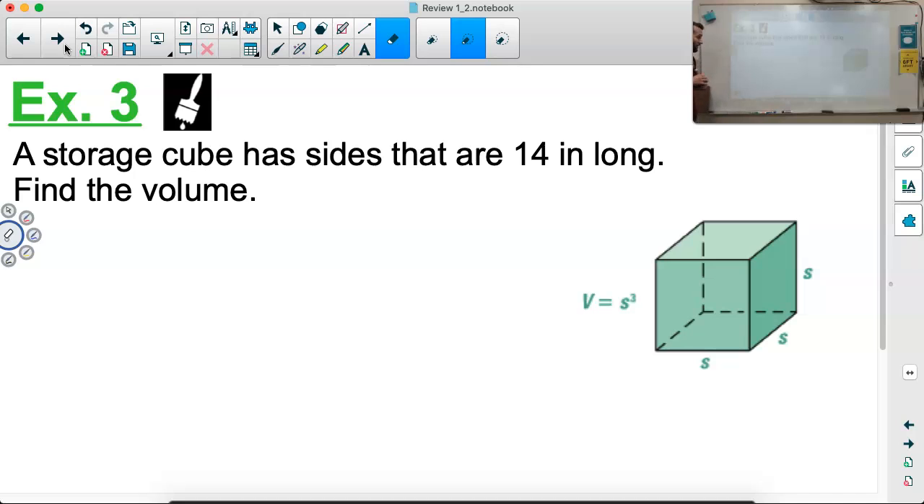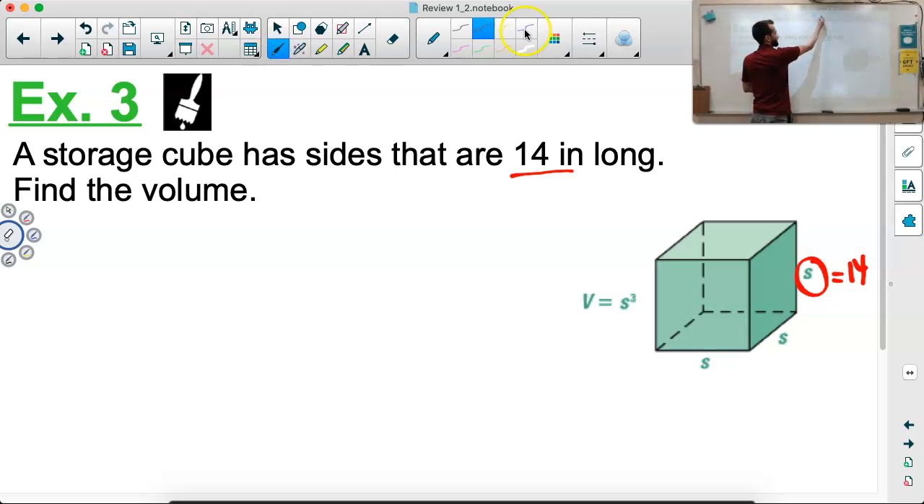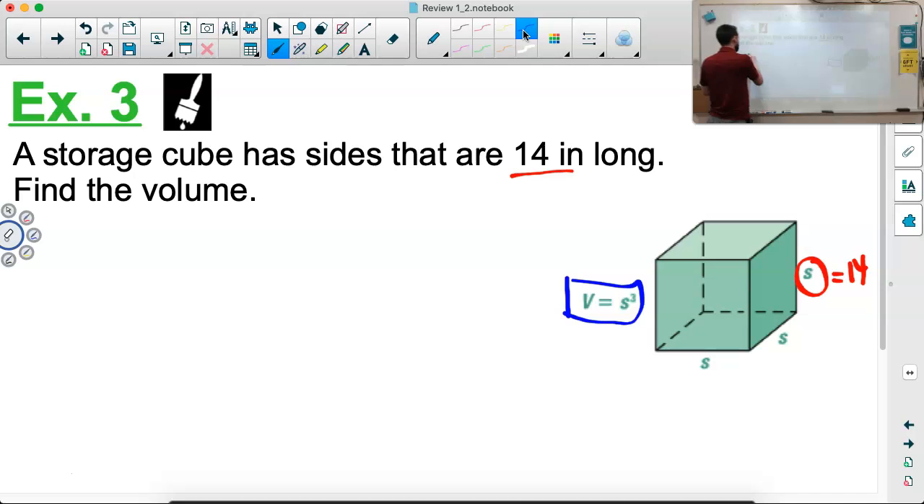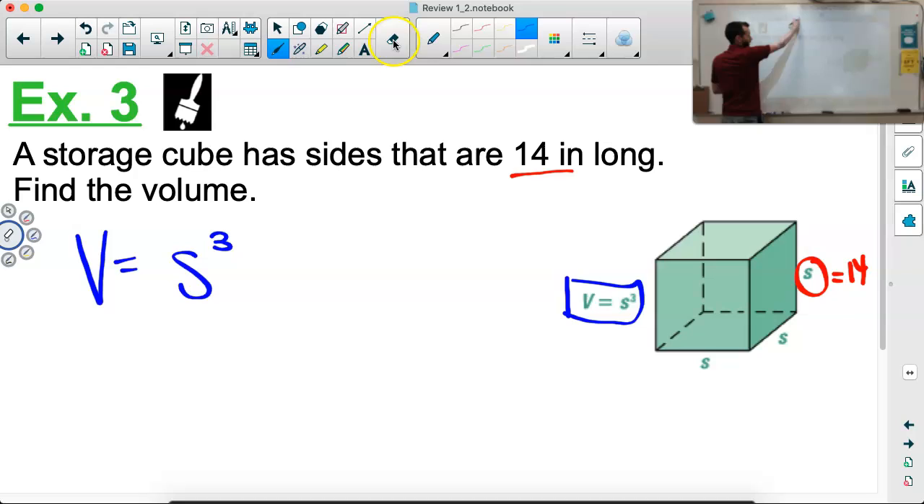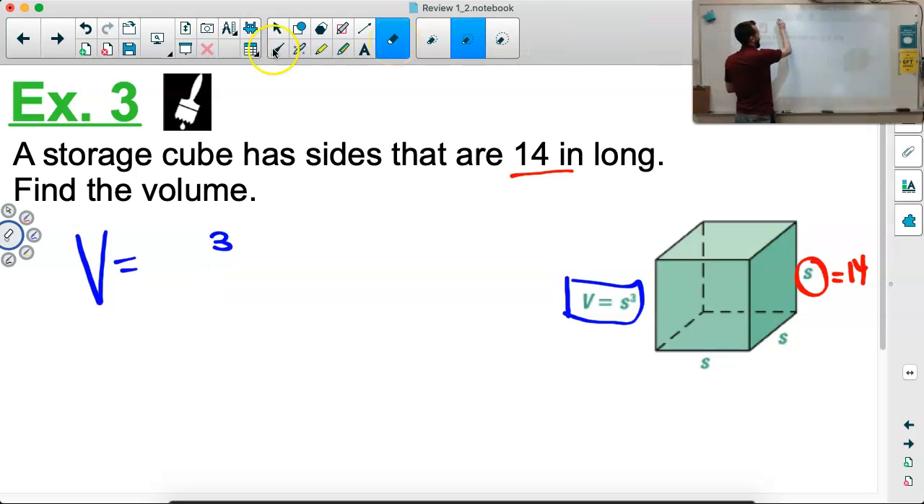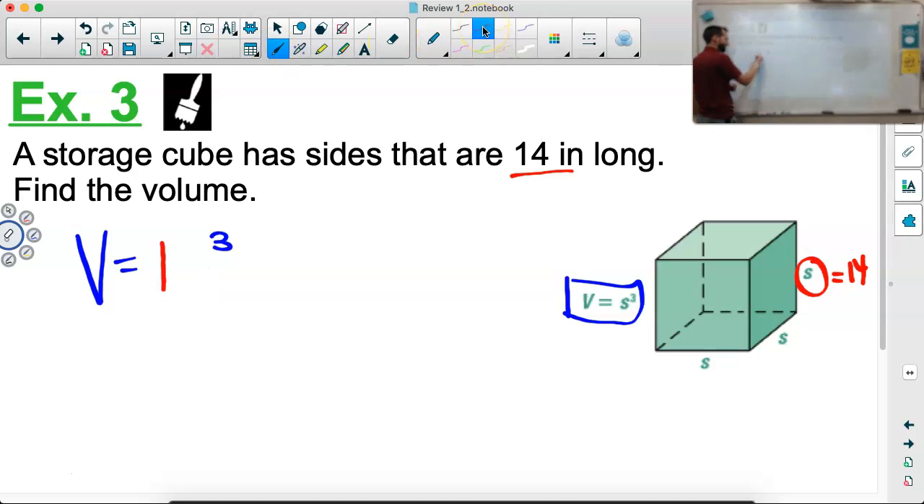All right. So given those ideas, notice they could toss in other concepts if they ask us to evaluate. So it says a storage cube has sides that are 14 inches long. So right away, they're telling us that the side length, this S right here, is 14. And then it says find the volume. And they gave us this nice little snazzy formula, that V equals S to the 3rd. And we learned that S was actually 14.